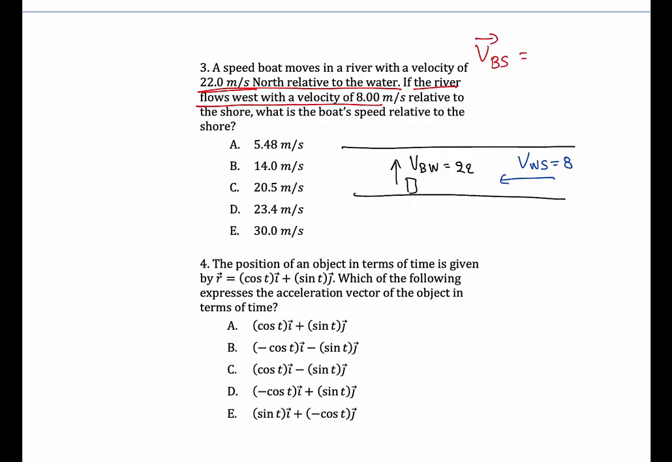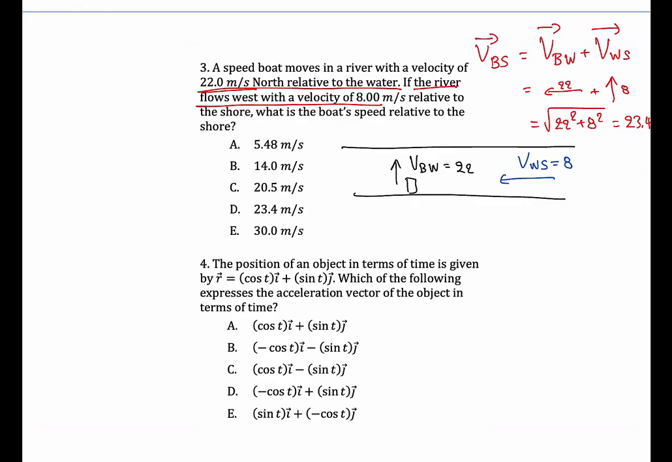So in order to find the velocity of the boat relative to the shore, we need to add the velocity of the boat relative to the water plus the velocity of the water relative to the shore. Again, the first letter needs to appear first, the last letter needs to appear last, and the letters in the middle should be the same. And because we have vector addition, we need to add the vector that is 22 upwards and 8 to the left. So we take the Pythagorean theorem, the root of 22 squared plus 8 squared, as we expected. The result is approximately 23.4 meters per second.